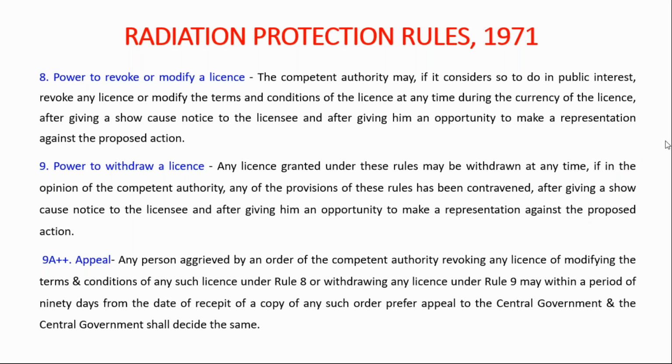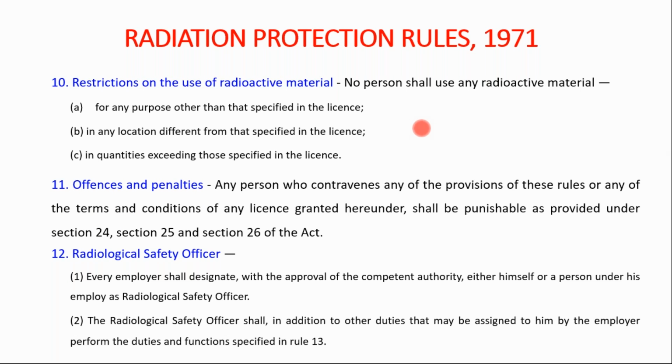Then rule number 10 is related to the restrictions on the use of radioactive material. So a common person can't use these radioactive materials. For that purpose, you have to take the license, and the competent authority can give you the license or the authority for handling these types of radioactive material. So for any purpose other than that specified in the license, in a location different from that specified in the license, in quantities exceeding those specified in the license. So the license clearly shows these restrictions, that who is going to handle or who is getting this license.